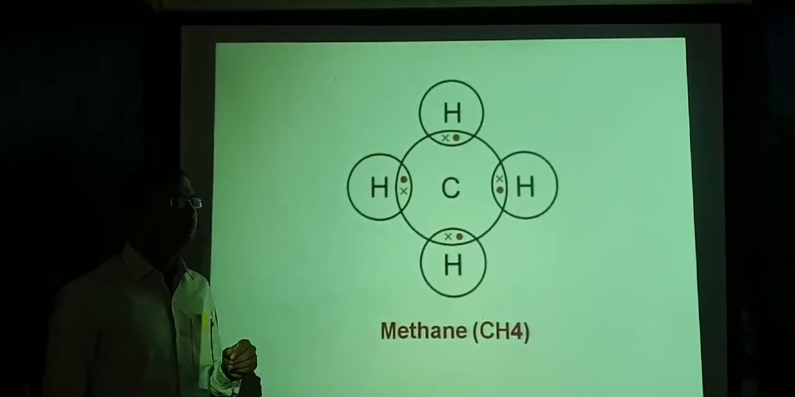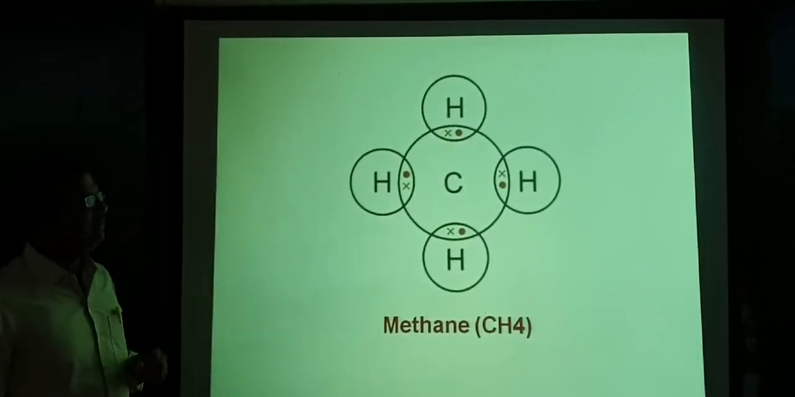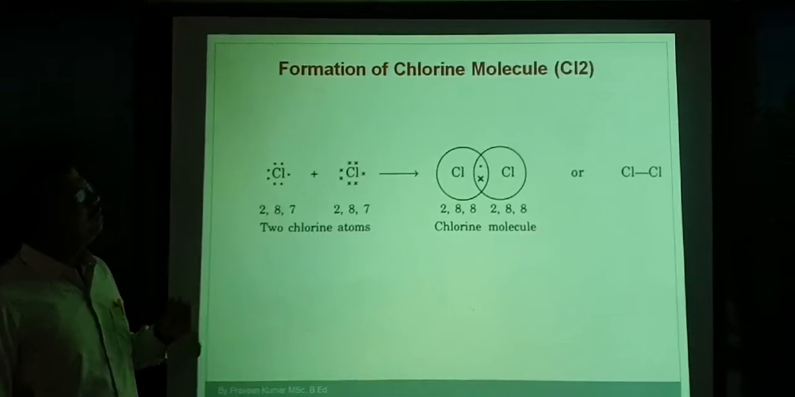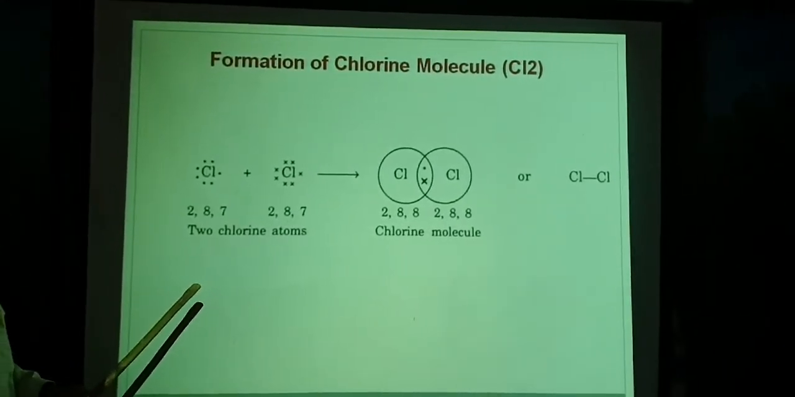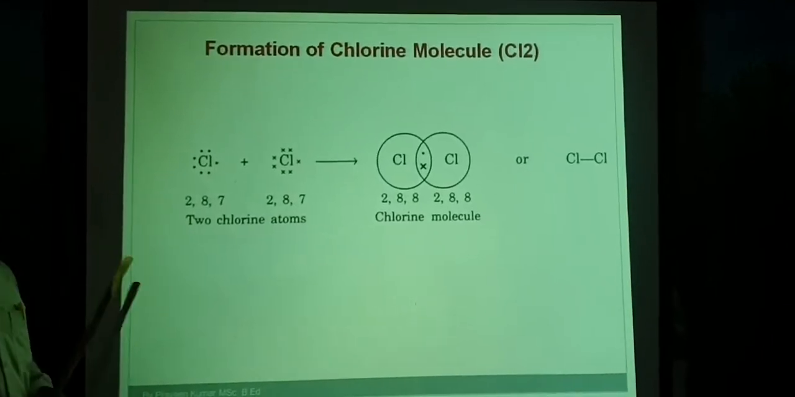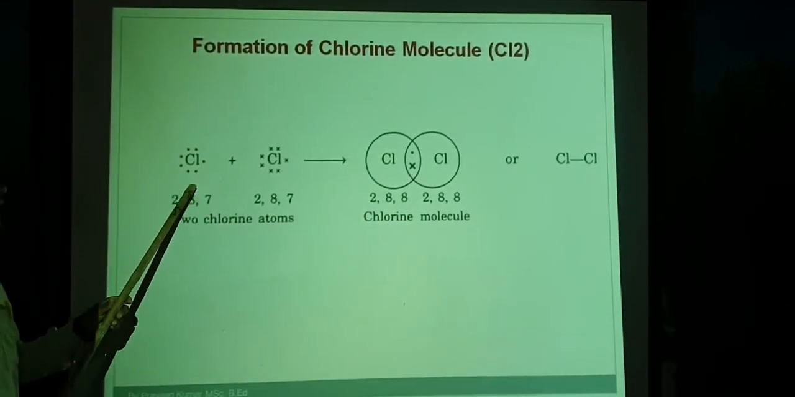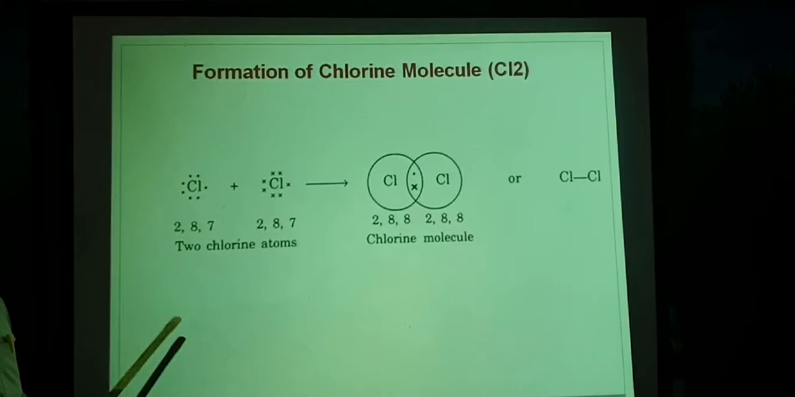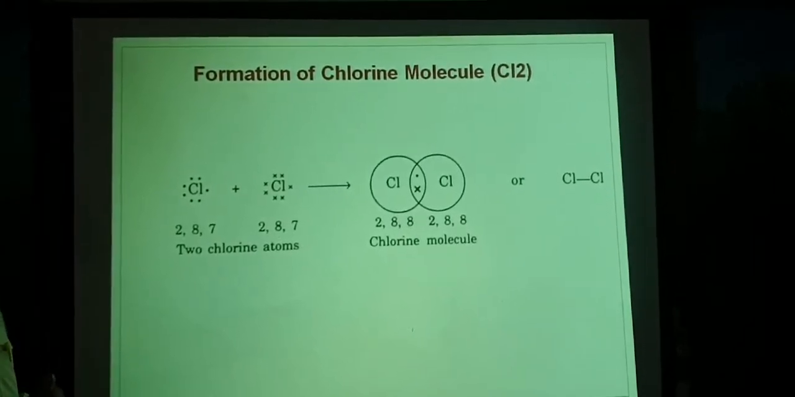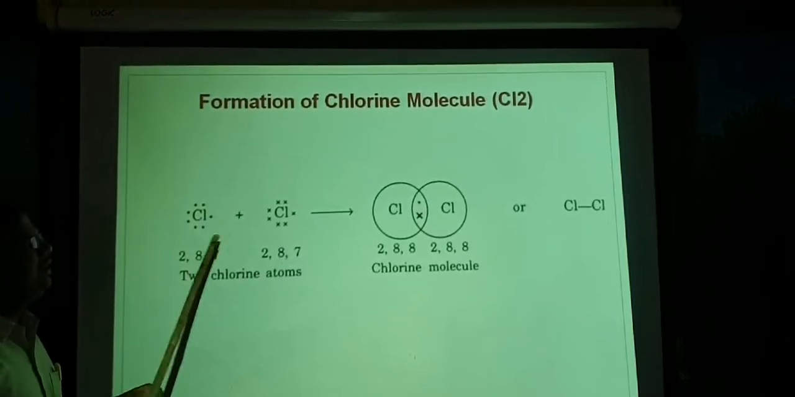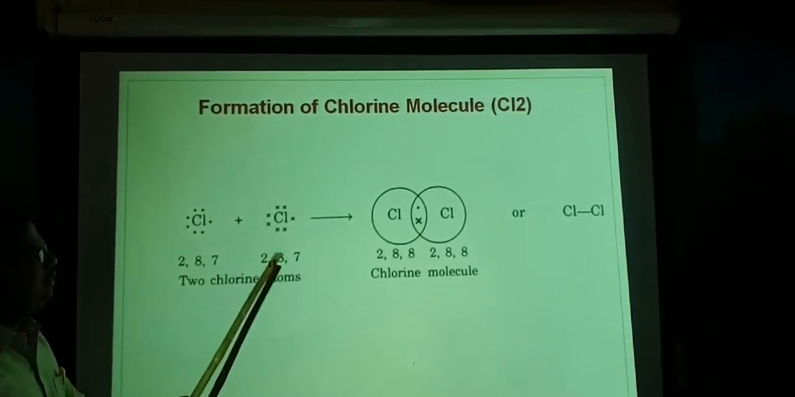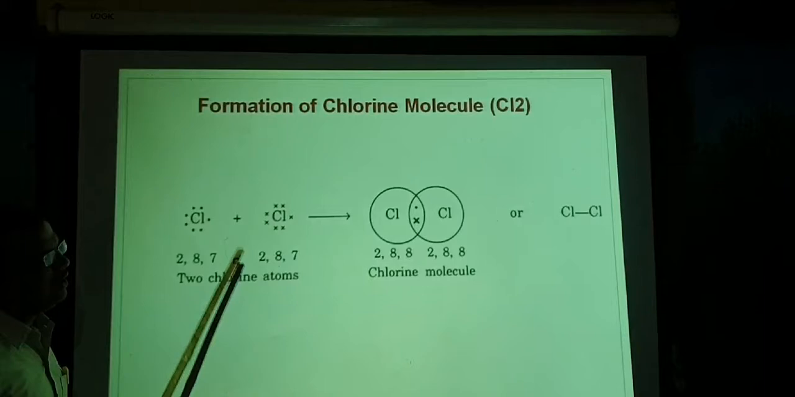So let's see one more example. Last example, that is chlorine. The atomic number of chlorine is 17. It has 7 electrons in its outermost shell. It needs 1 electron to complete its octet structure. It gets that 1 electron by sharing with another chlorine atom, and it completes its octet structure.